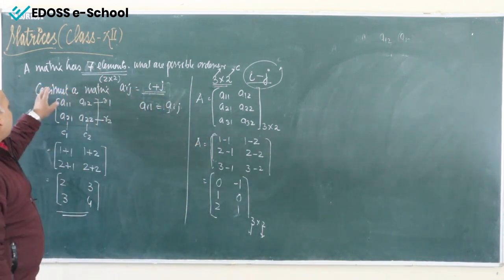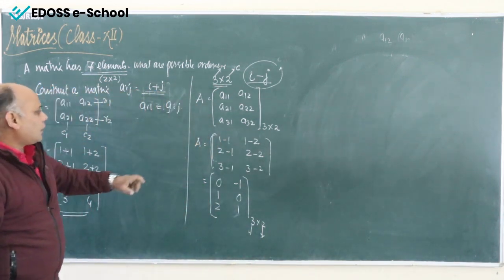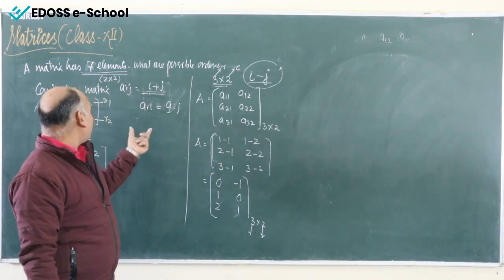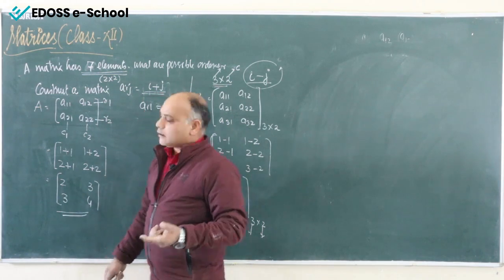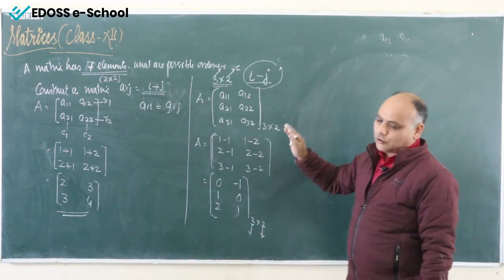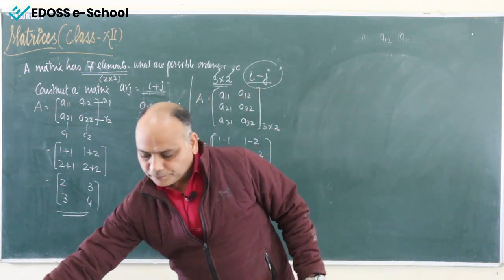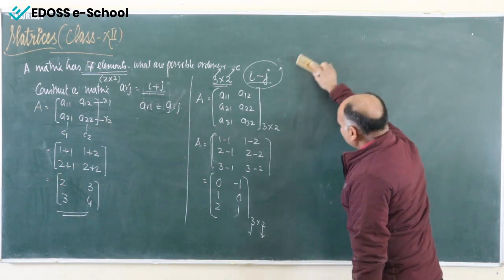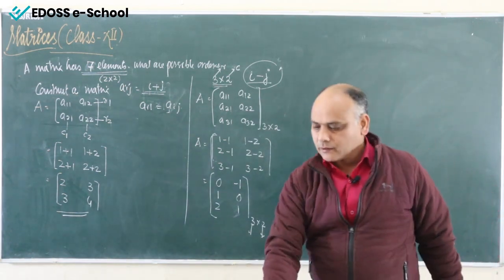This was the question based on when the number of elements is given and you have to find the possible orders, or you have to construct a matrix when the elements are in the form of i plus j, i minus j or whatever. Now see here, this is the second one, that is types of matrices.